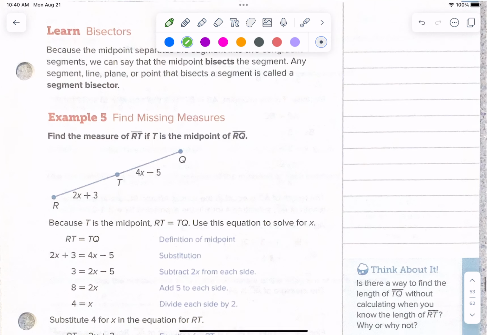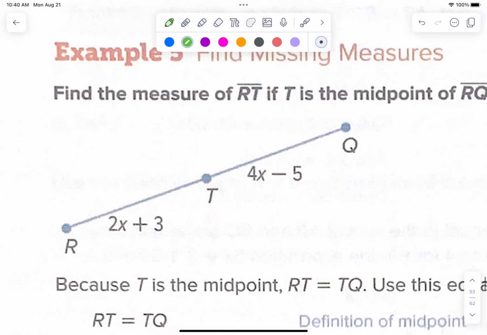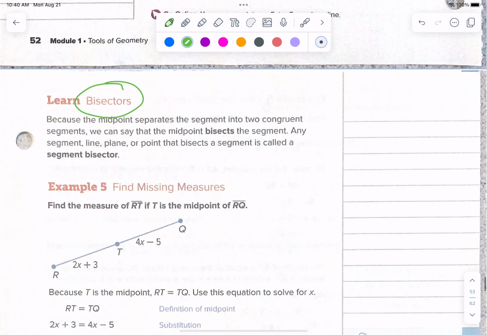Let's do this one. Let's go to example 5. Now we're talking about bisectors. The word bisector means to separate into 2 equal pieces. That's what it means to bisect something. Bi means 2, sect means separate, 2 separate pieces that are equal. Something of that nature. Bisect.